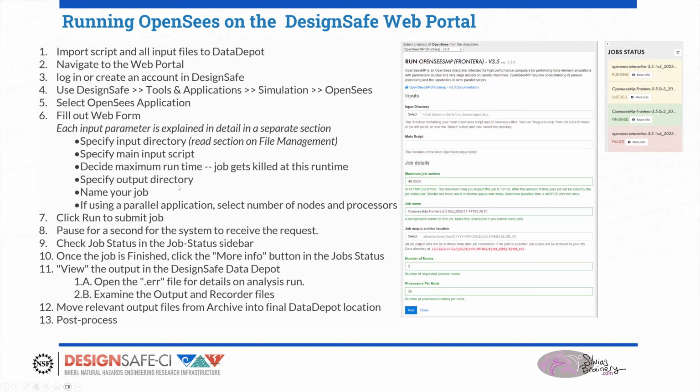You specify the output directory, and you want it to be not in your main folder. You want it to be separate, and then you bring in the data. You give a name to your job, which is important because on the right-hand side, you're going to have job statuses.